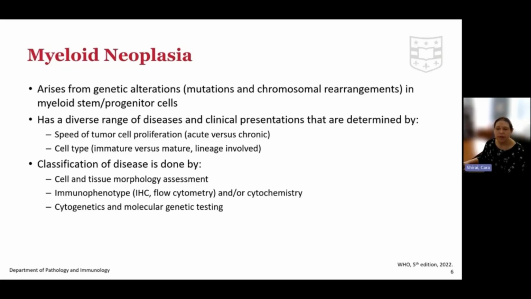Classification of myeloid neoplasia is done by cell and tissue morphology assessment, immunophenotyping by flow cytometry, immunohistochemistry, and/or cytochemistry. These will establish lineage and degree of maturation, as well as degree of cellular dysplasia and/or abnormality. This is used in combination with cytogenetic and molecular genetic studies for final classification.